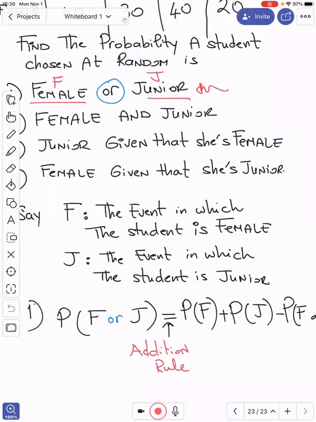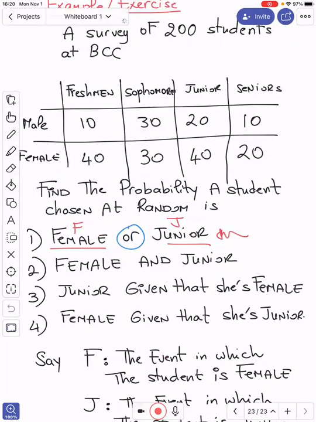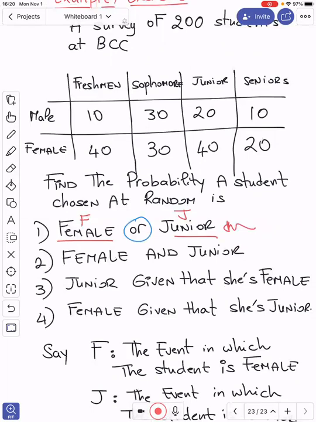So how many students are females? Any guess? How many students are female? It's the sum of freshmen, sophomore, junior, and seniors. That's the sum in the second row, right? We have 40 female freshmen, 30 sophomore female, plus 40 junior female, plus 20 senior female, right? So the sum of the last row will be exactly the total number of females.